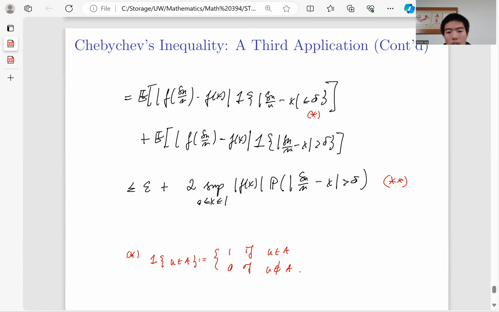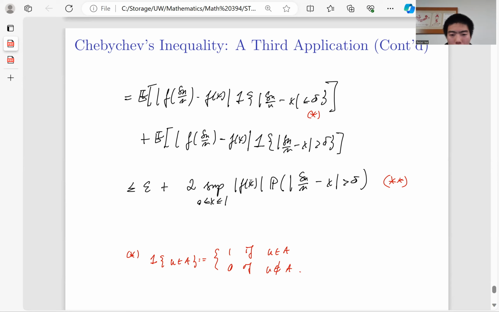So for the second case, we can find out what that is. It's not smaller or equal to epsilon, because it's larger. So how do we deal with that? This is the probability that the deviation is larger than delta. So we change this term into a probability.